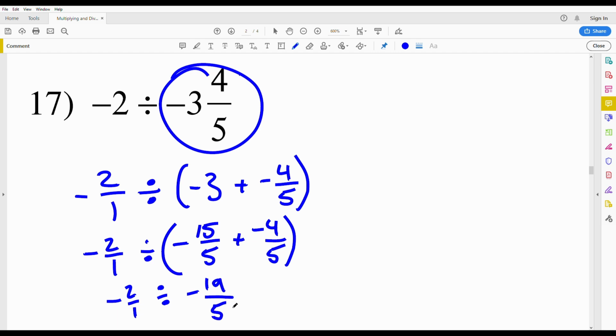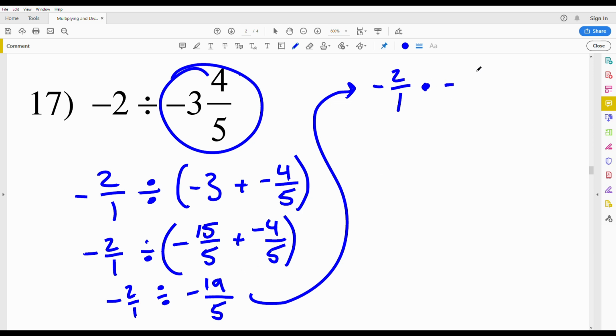And remember, the takeaway from dividing fractions: dividing by a fraction is the same as multiplying by its reciprocal. So I'll have negative 2 over 1 times, flipping that negative 19 fifths, it'll be times negative 5 19ths. So negative 2 times negative 5, a negative times a negative, that's going to result in a positive. So 2 times 5, 10 over 1 times 19, 19.